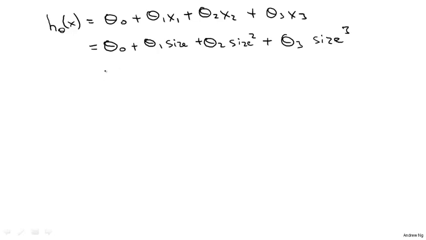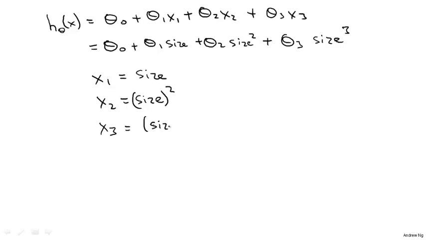So the way you can achieve this is, well, you set the first feature x1 to be equal to the size of the house in square feet. x2, you just take the size of the house in square feet and you square that. And x3, you take the size of the house in square feet and you take the cube of that.